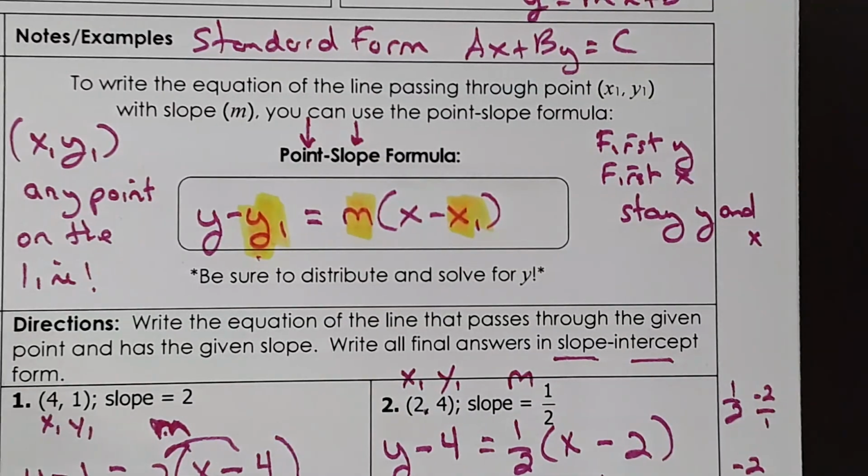That's the extent of that assignment. Assignment number 21, point-slope form.